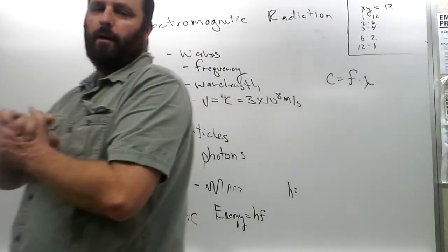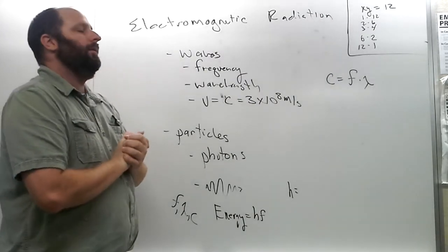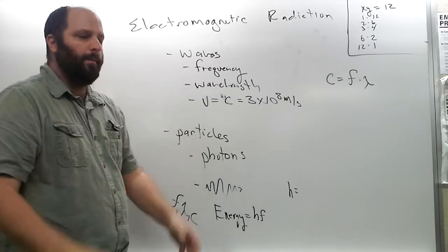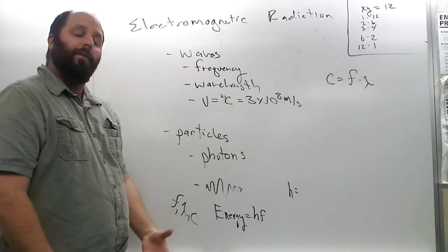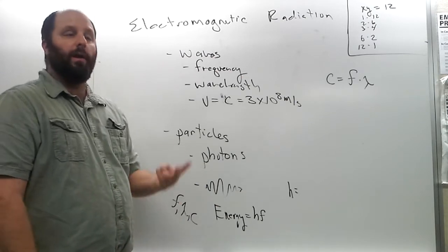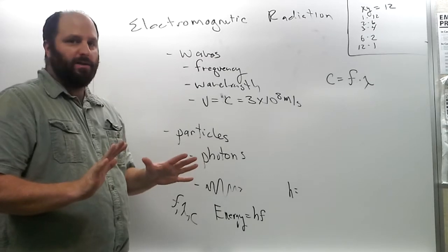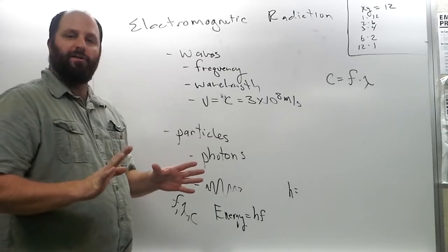Alright folks, we're going to talk a little bit about electromagnetic radiation. Now, first of all, what do we mean by electromagnetic radiation? The light that is coming from your computer screen is EM radiation. The light from the light bulbs is EM radiation. The heat that you feel standing next to a campfire is EM radiation.